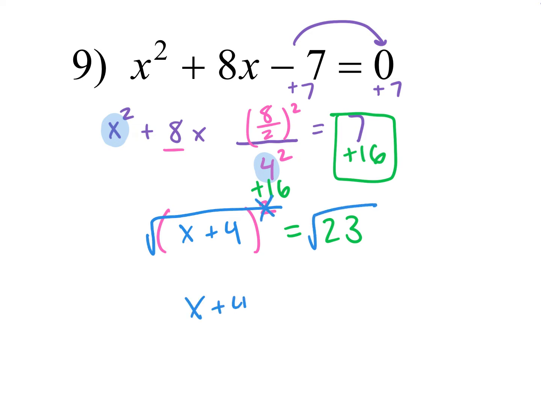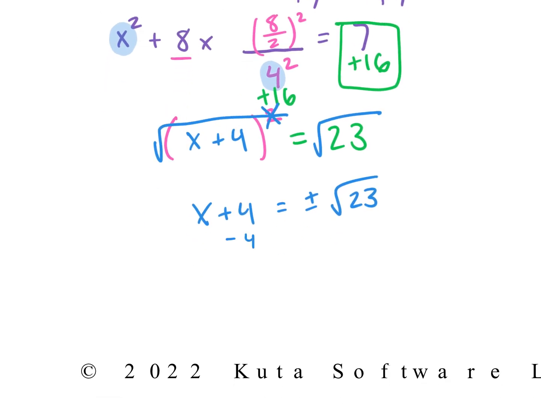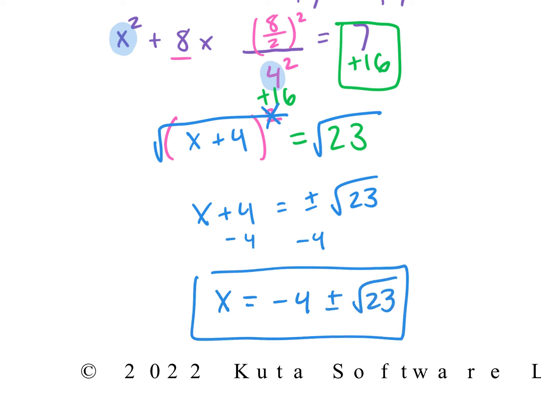So I have x plus 4. What do I have to remember to do when I take the square root of both sides? I need that plus or minus square root 23. And then what's the last step? Minus 4. Now I can't combine a whole number with a square root, so I just leave it. So it'll be x is equal to negative 4 plus or minus square root 23. And that's our answer.